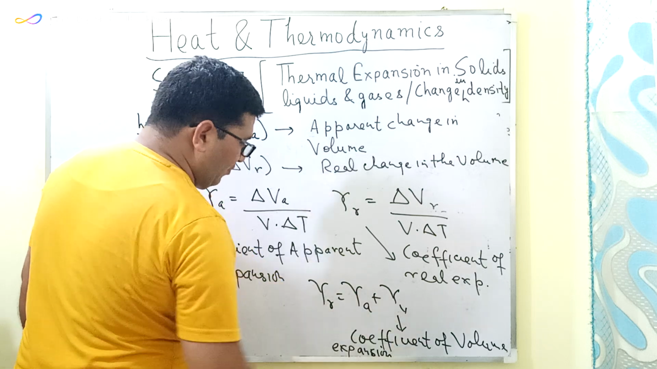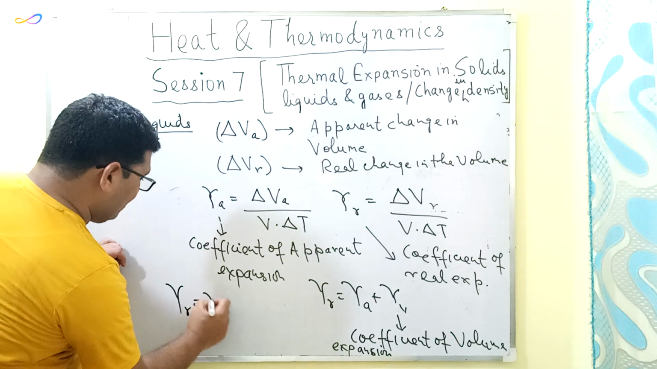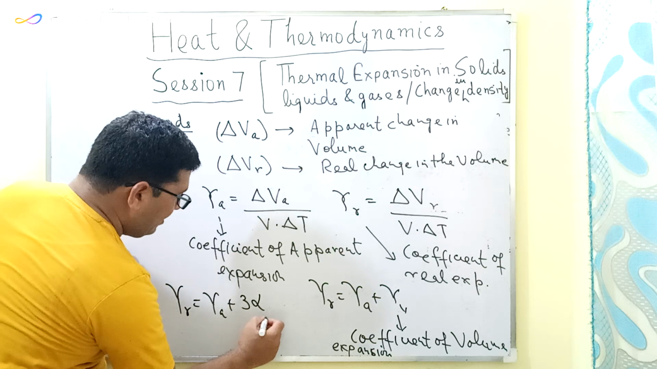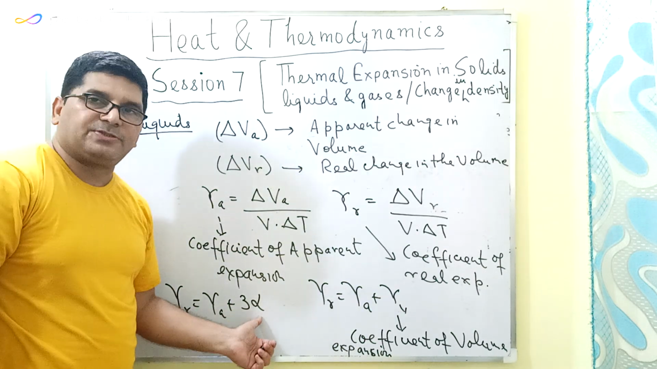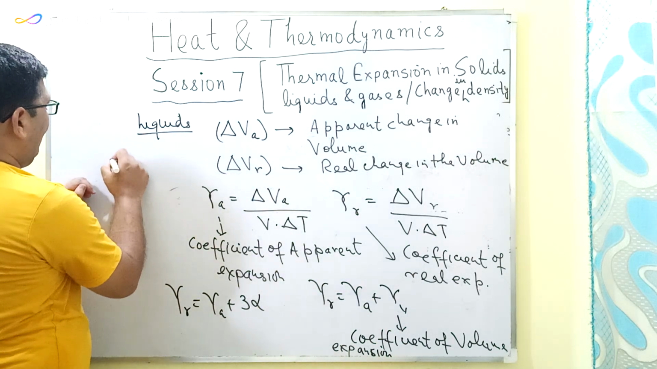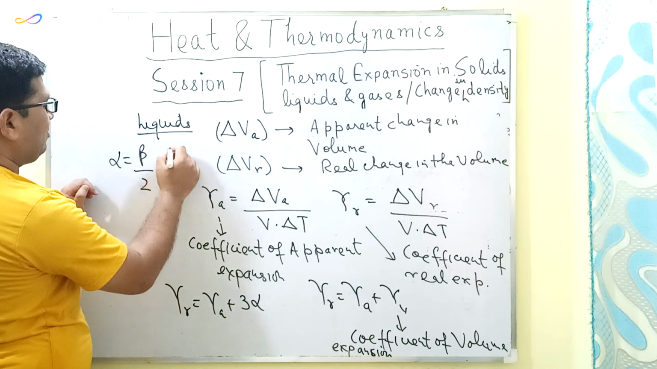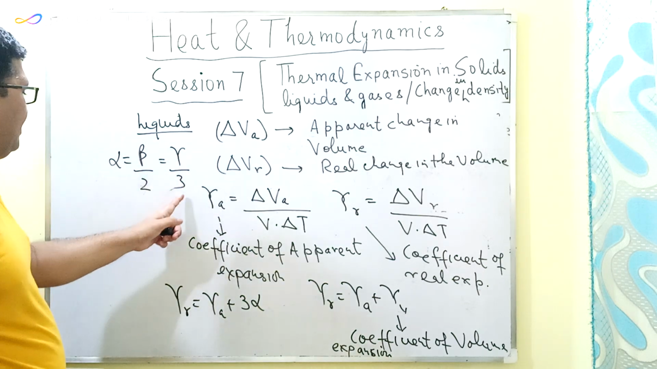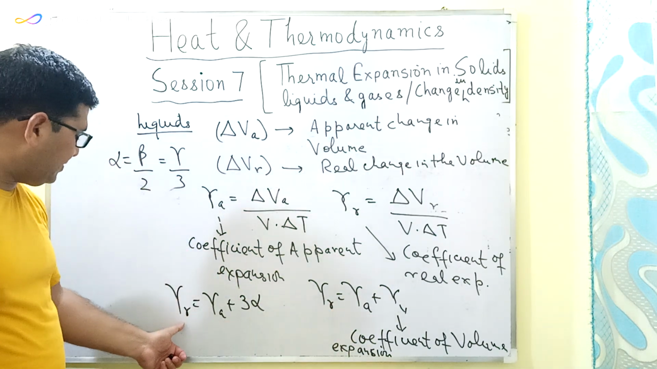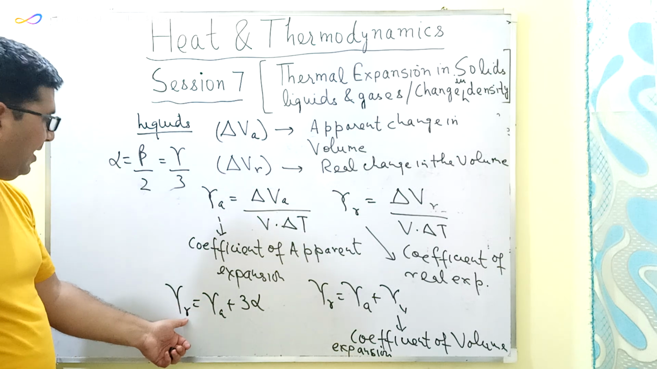So gamma V is the coefficient of volume expansion, or this can also be written as gamma R is equal to gamma A plus 3 times alpha, because alpha is the coefficient of linear expansion, and we have already studied that alpha is equal to beta upon 2, and this is equal to gamma upon 3. So gamma can be substituted by 3 times alpha. So I have written it here also. So gamma R is equal to gamma A plus 3 times alpha also.